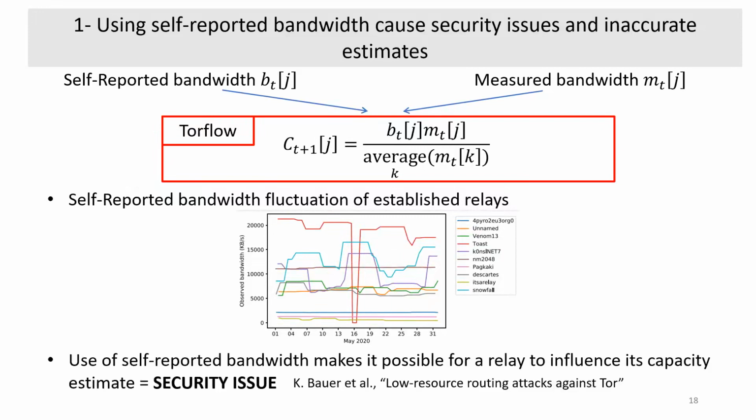An additional problem is that the use of self-reported bandwidth makes it possible for a relay to influence its estimated capacity. Using the self-reported bandwidth for load balancing creates the opportunity for a low-resource attack on the Tor network. In particular, a relay can publish a high self-reported bandwidth for itself, which will cause more clients to choose it and creates more chances for it to break users' anonymity.